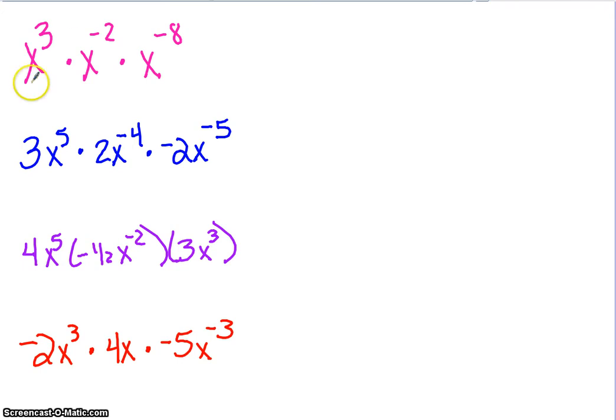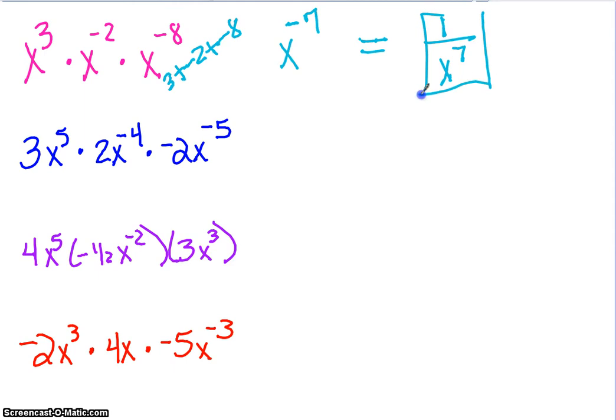Okay, on your first one, your base for all of those is x, and then you say 3 plus negative 2 plus negative 8, and just punch that in your calculator so you don't have to worry about signs. And you're going to get x to the negative 7. Now, we haven't really worked with it, but we talked at the beginning, we don't want a negative exponent. And the way you fix that is you move it to the other part of the fraction. So it becomes 1 over x to the 7th. That's your final answer for that one.